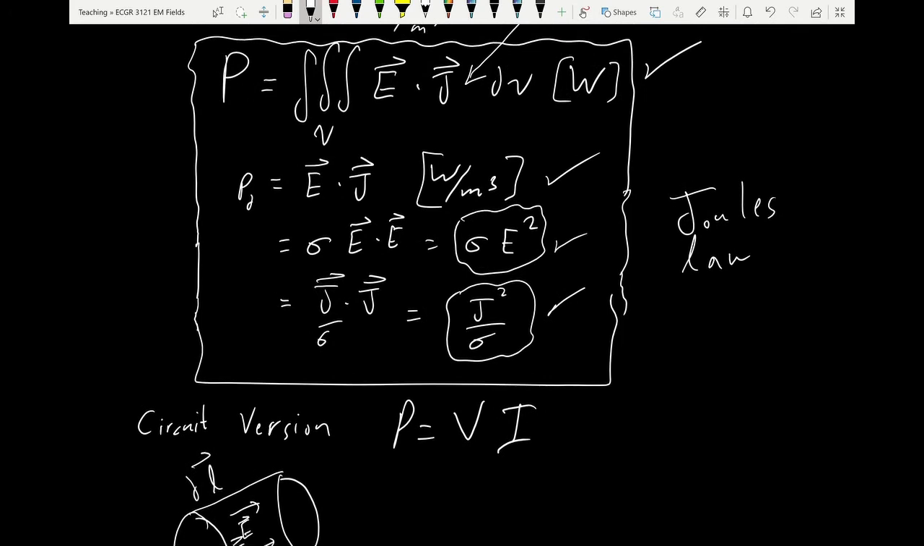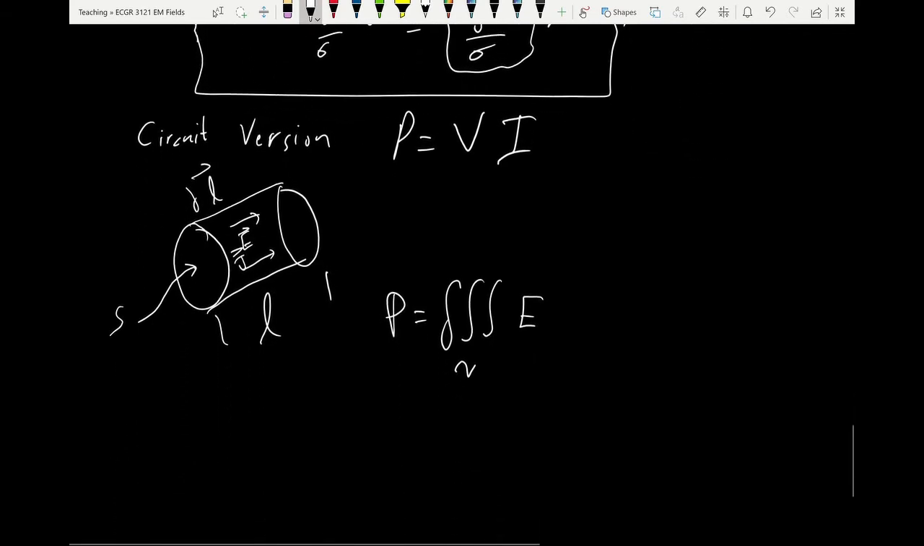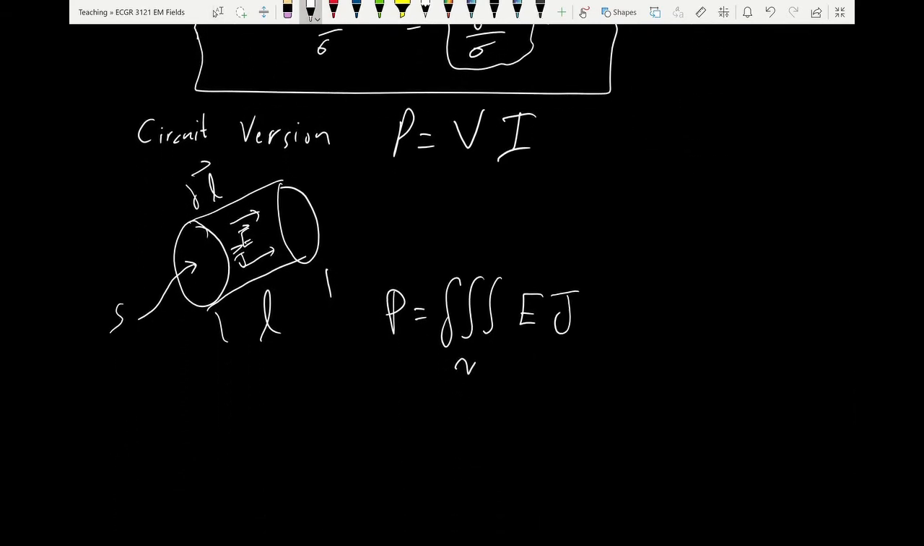for typical materials, because J we said is always going to be in the direction of E. So I can take this integral as just E times J dV, where E is the magnitude of E and J without the arrow is the magnitude of J. So this makes sense, right? This is correct because E and J always share the same direction. We can just take the dot product as being their magnitudes.